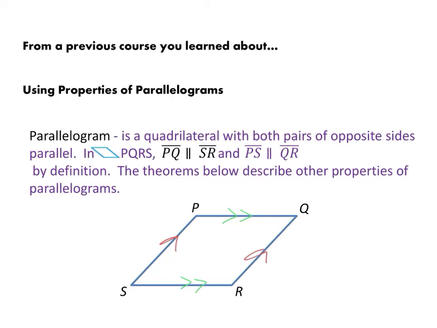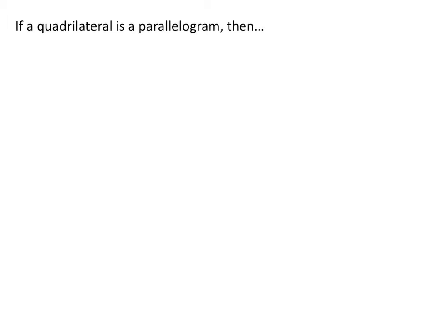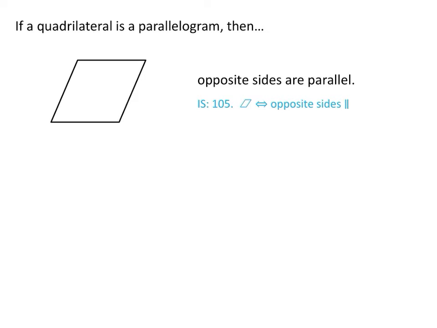So let's take a look at the theorems below that describe other properties of parallelograms. We start by saying if a quadrilateral is a parallelogram, then... All right, let's start with our theorems. If a quadrilateral is a parallelogram, then first property, opposite sides are parallel. We can mark this with the matching arrows on opposite sides.